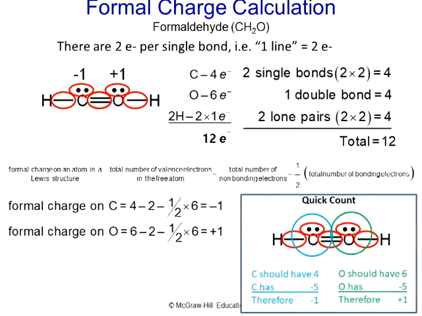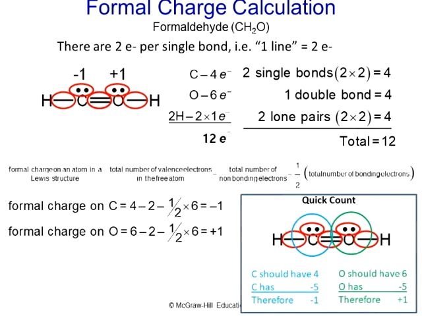So, let's do it here on this slide. Formal charge calculation. Ready? Here we go. We have carbon, 4 electrons. Oxygen, 6 electrons. 2 hydrogens, 2 times 1 electron for a total electron count of 12. We have 2 single bonds, so 2 times 2 is 4. 1 double bond means 4, double the number of electrons. 2 lone pairs, 2 times 2, 4. Total equals 12. Okay?